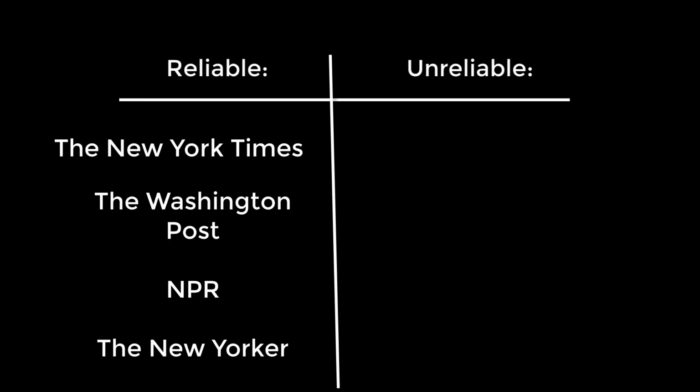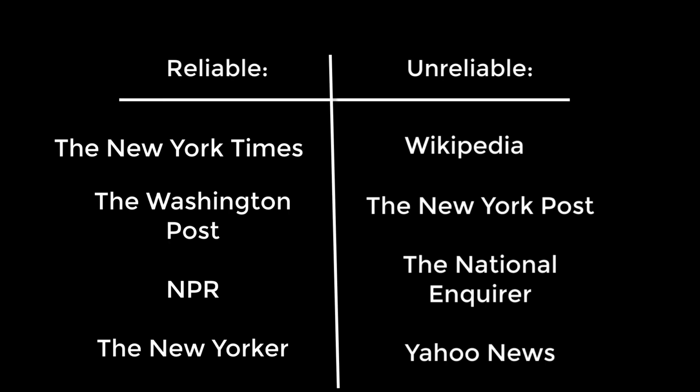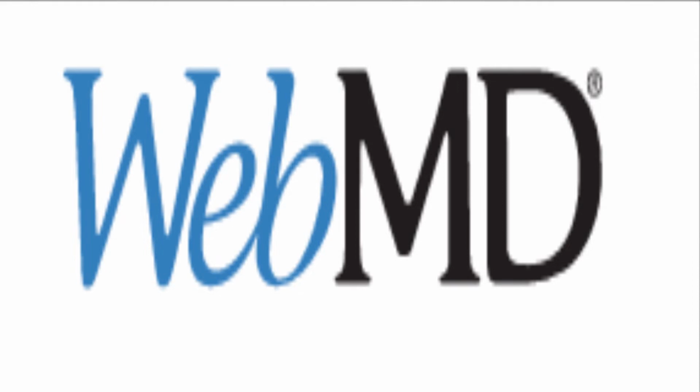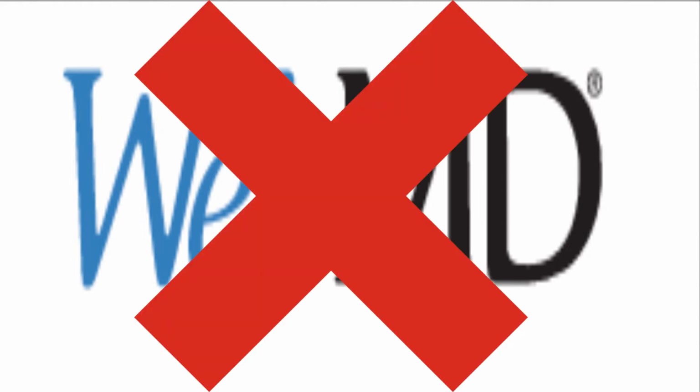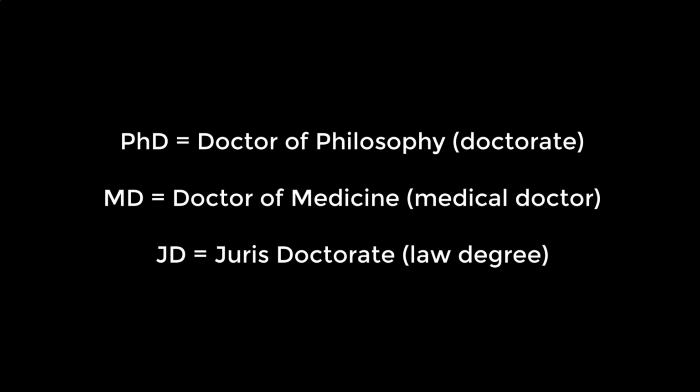Authority refers to the source of the information and its reputation. The New York Times is a reliable source. Wikipedia is not. If you go to WebMD and see that the symptoms of cancer include headaches, do not start drafting your will. Authority also encompasses the credentials of the person writing the source.